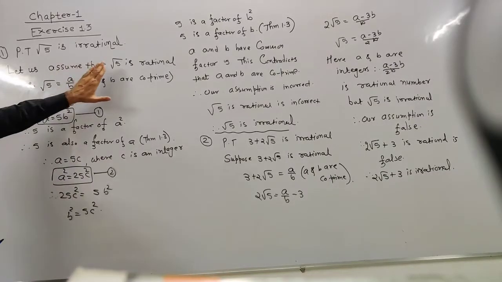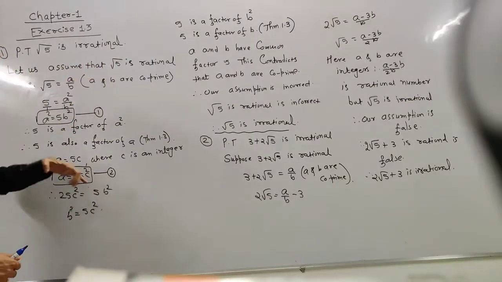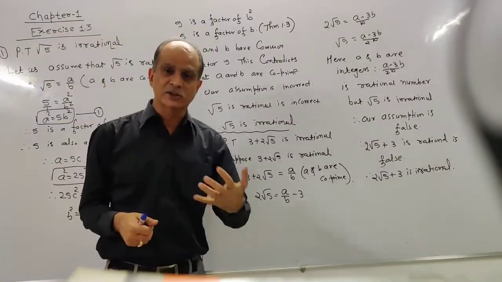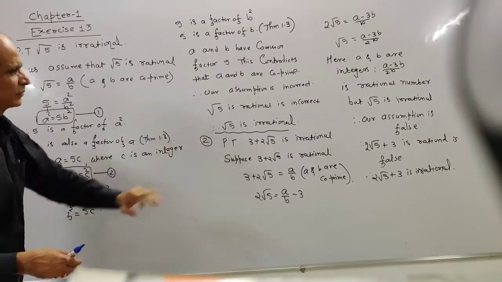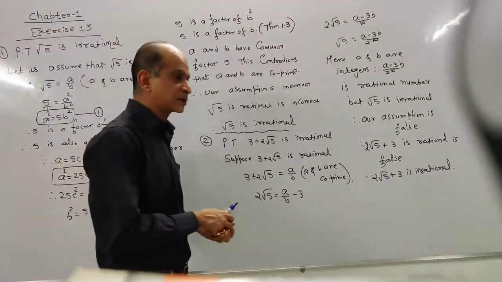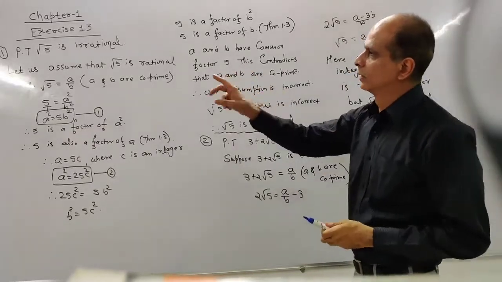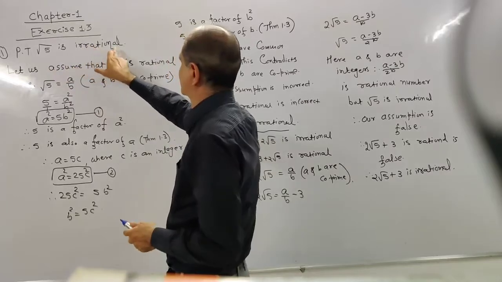Well, so here you have to assume root 5 is irrational, assume root 5 is rational, then use your logic, then you come to the conclusion that your assumption is wrong, and that's why what is given to you is true. Now let me solve another example. On the basis of the same thing, prove that root 5 is irrational.